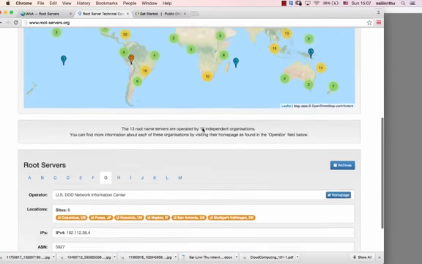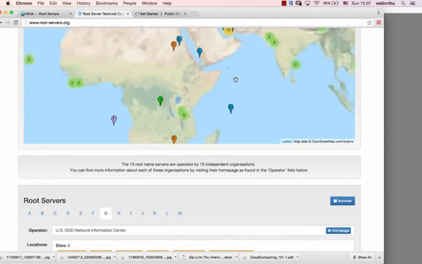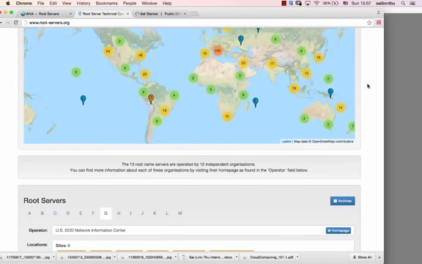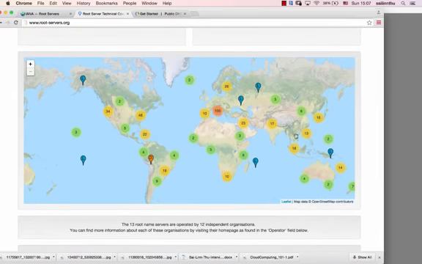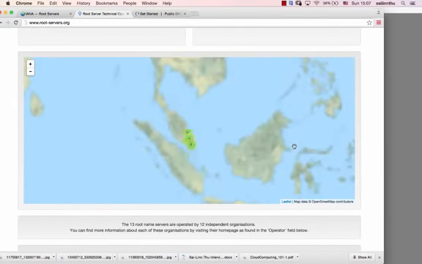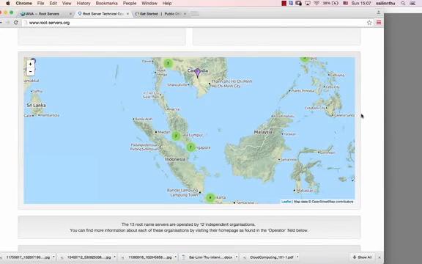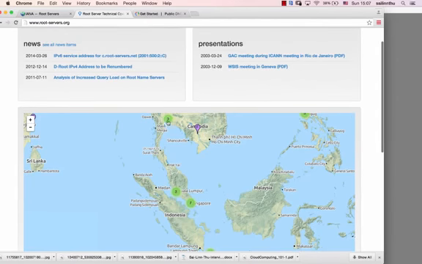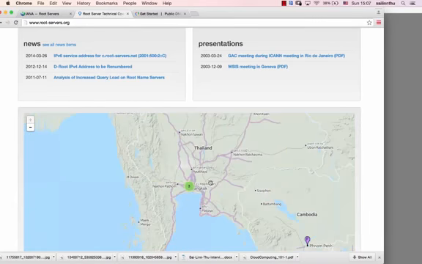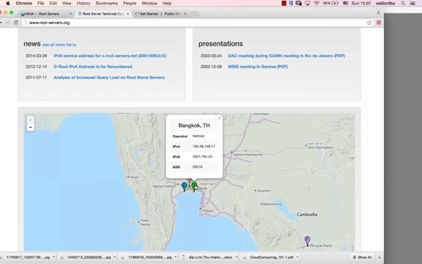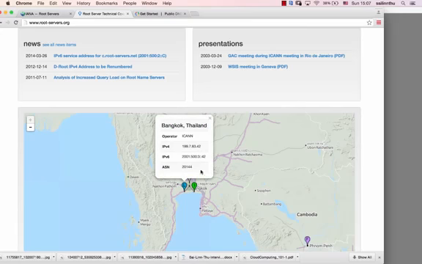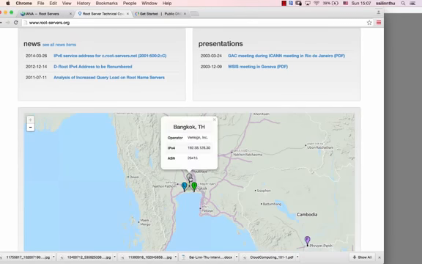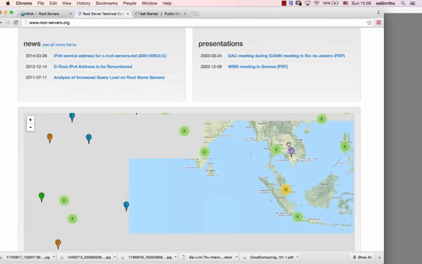Alright, let's pick one. There you go, Thailand, right? So let's pick the A root server, Bangkok. Okay, so this is number one. So, okay, here we go.